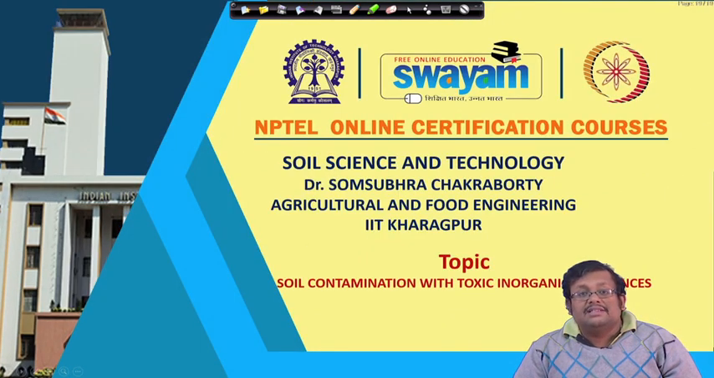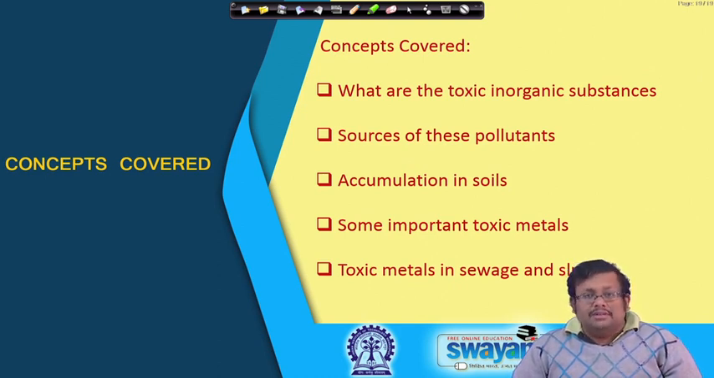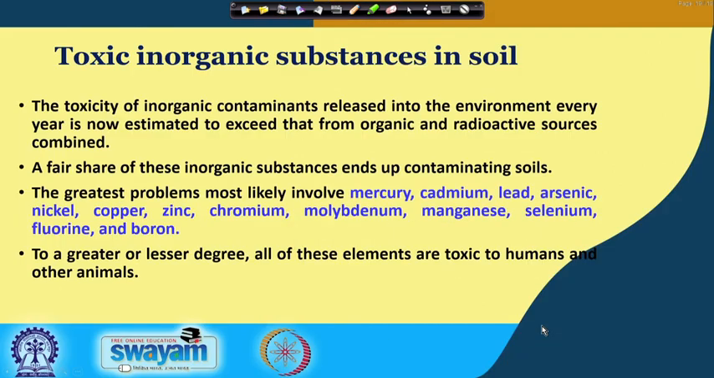So, let us move ahead and talk about our next topic, that is soil contamination with toxic inorganic substances. So, guys, soil contamination not only occurs through organic pollutants, it also occurs through different inorganic substances like heavy metals, and we will be discussing those in this topic. The concepts which we will cover are basically what are the toxic inorganic substances, what are the sources of these pollutants, how they accumulate in the soil, and we will talk about some important toxic metals, and finally some toxic metals in sewage and sludge.